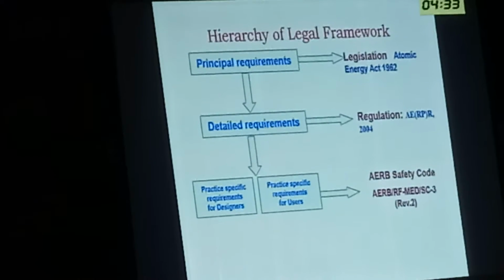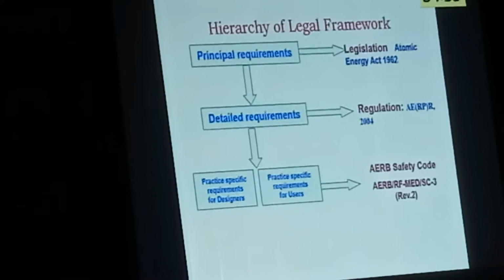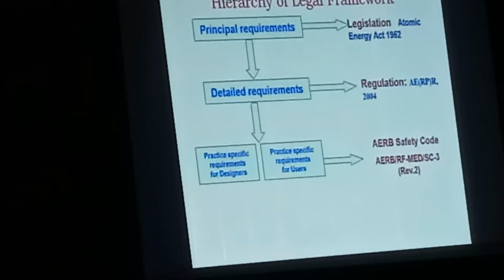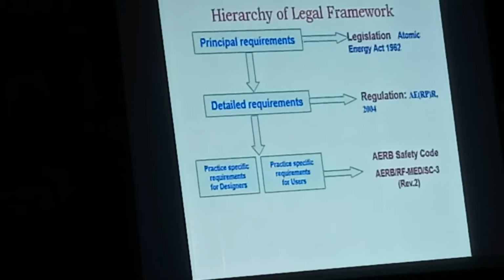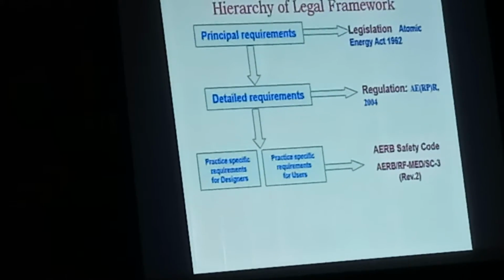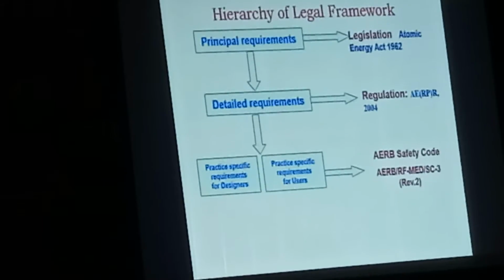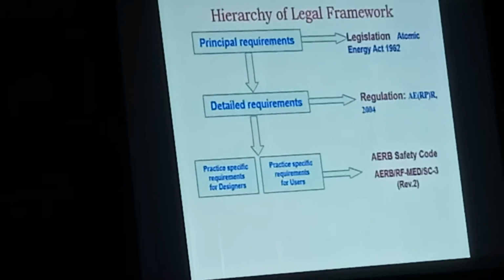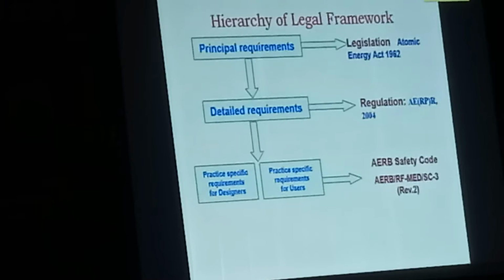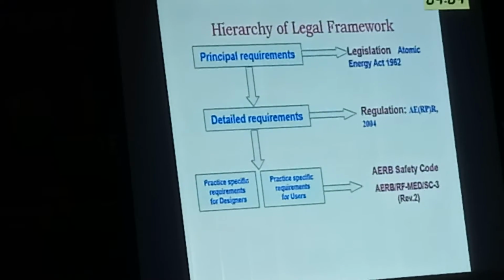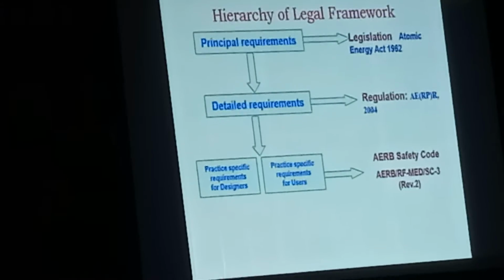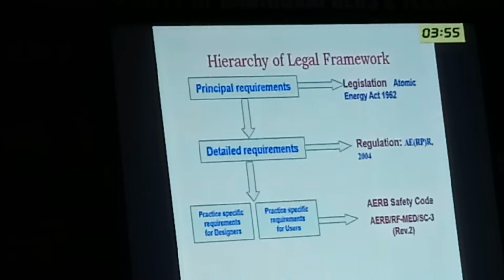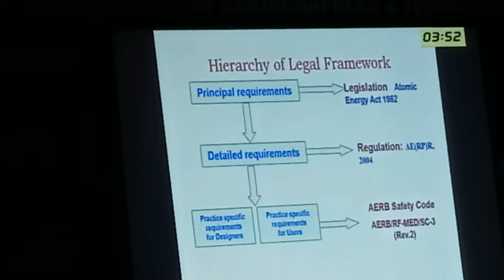So AERB has already published a safety code. Earlier also it was there, but recently it was revised. That is AERB RF-MED-SC-3. Basically this is for radiation safety for manufacturers, suppliers and users of diagnostic radiology. You will find this guide on the website of the Atomic Energy Regulatory Board, that is www.aerb.gov.in. You go to the publication section, click on the codes and guides, and type this in. So you can have a look at this guide rather than code.